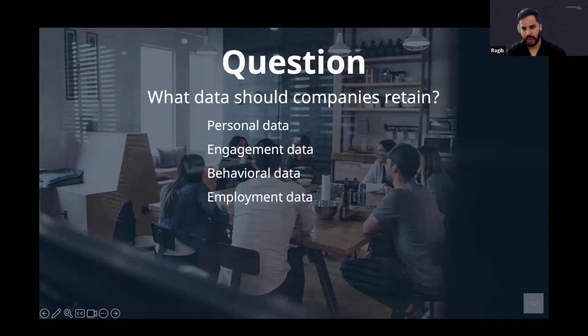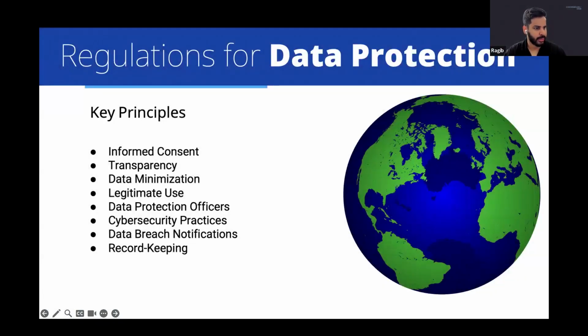Okay, so let's talk about the rules of the game. Data protection regulations aren't just suggestions. These are legal requirements that apply globally, regardless of whether you're in Europe or in the Americas. Look at these three principles. They're actually pretty logical when you think about them.